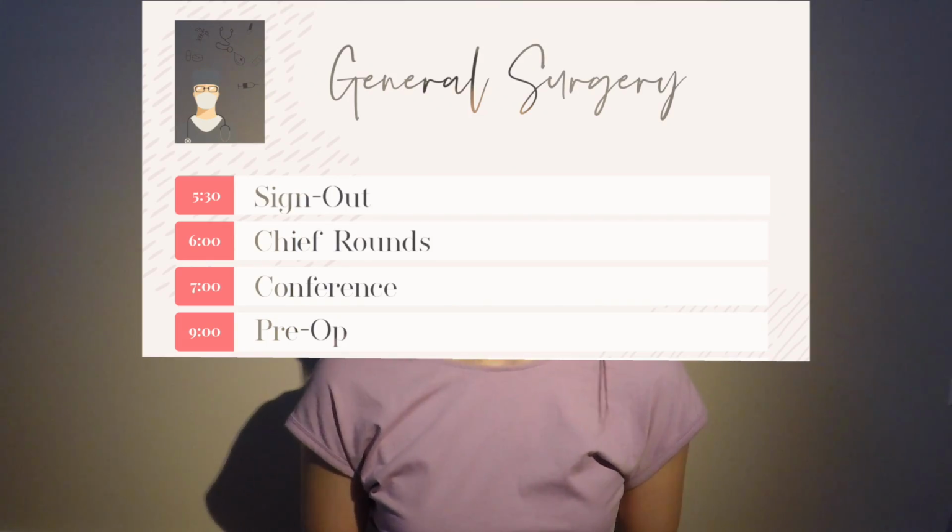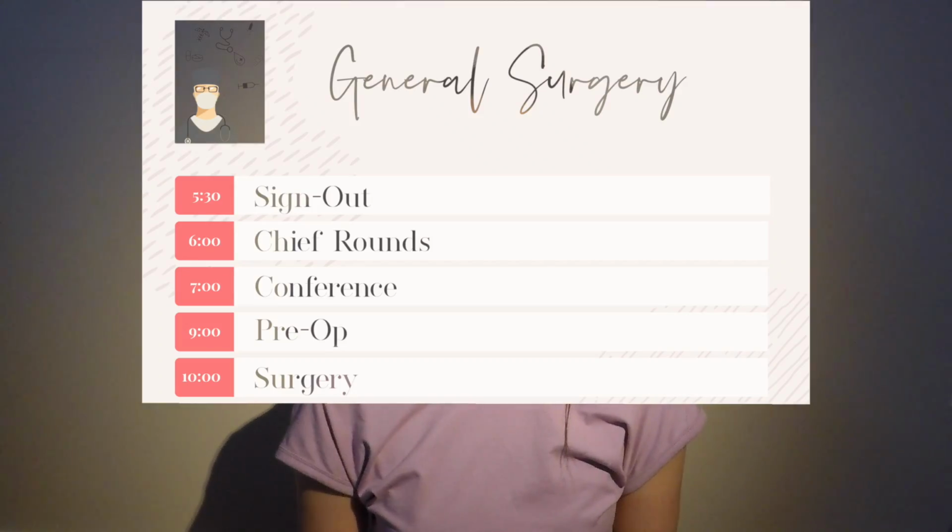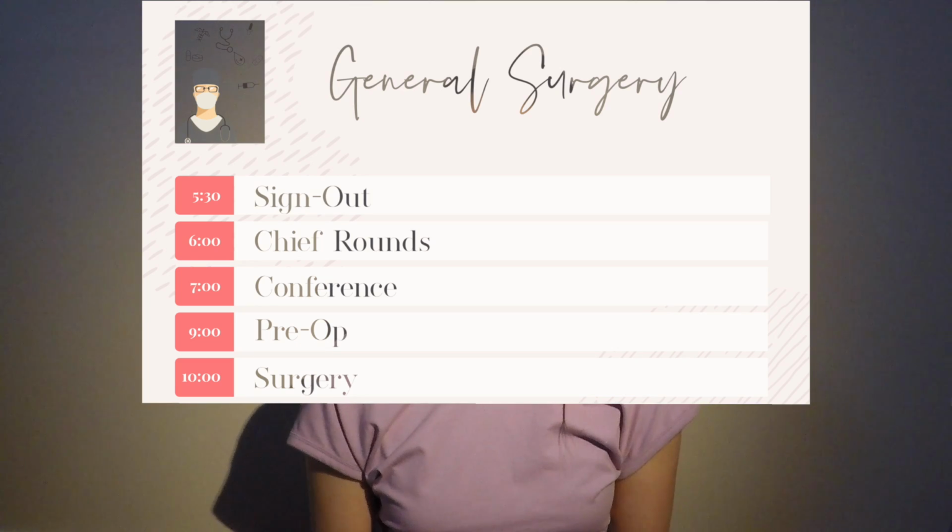At that point, the resident will go to the pre-op area and find the patient that they will be performing the surgery on. At about 9:30 or so, the resident will be with the attending, who at that point is also prepping to perform the surgery. Now, the length of the surgery depends on what kind of surgery is being performed. It can range from a few hours to many hours.